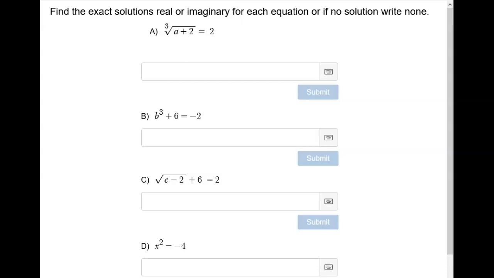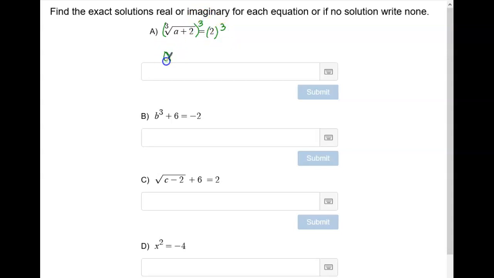Last question. Find the exact solutions, real or imaginary, for each equation, or if no solution, write none. So we'll just start with A. We always want to isolate the radical or the exponent first, which this one is. And then in order to undo that, we're going to use this index as our exponent. And whatever we do to one side, we have to do to the other.